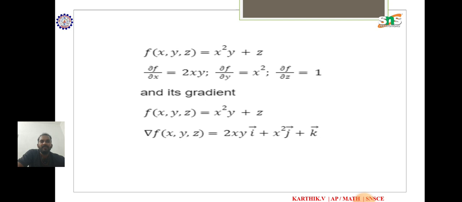Consider the example f of x comma y comma z equal to x squared y plus z. First differentiate with respect to x, that is 2xy. Next, the second term is constant, so that is 0. Next, ∂f/∂y, which means partially differentiating with respect to y. The first term is x squared into y. Differentiation of y with respect to y is 1, so that is equal to x squared. Third one, ∂f/∂z, the partial differentiation of f with respect to z, that is 1.